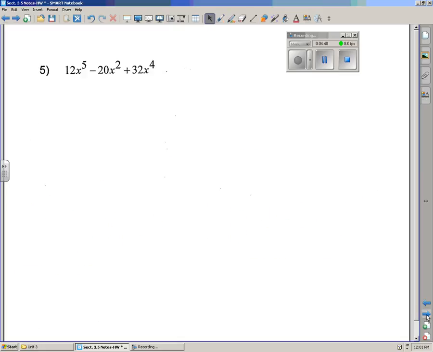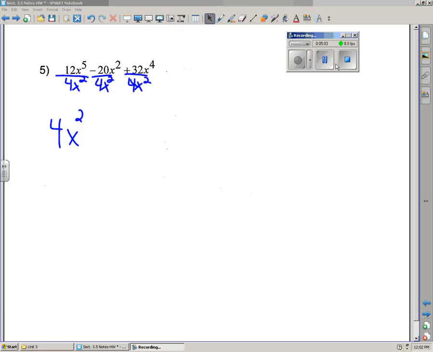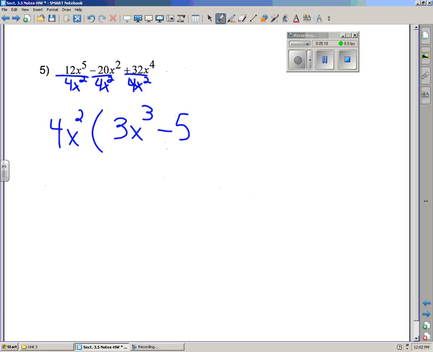On the next one, in terms of my GCF of numbers, 12, 20, and 32, everything is divisible by a 4. That's my greatest common factor. They all share an x, but the smallest power of x is x squared. Here I am going to show you the division. So what's going to happen here is I'm going to open up my parentheses. So 4x squared is my GCF. When I open up the parentheses and I do my division, what's left over becomes 3x to the third minus 5 plus 8x squared.